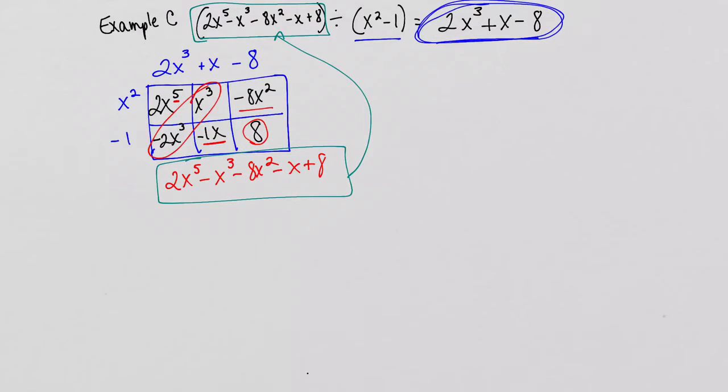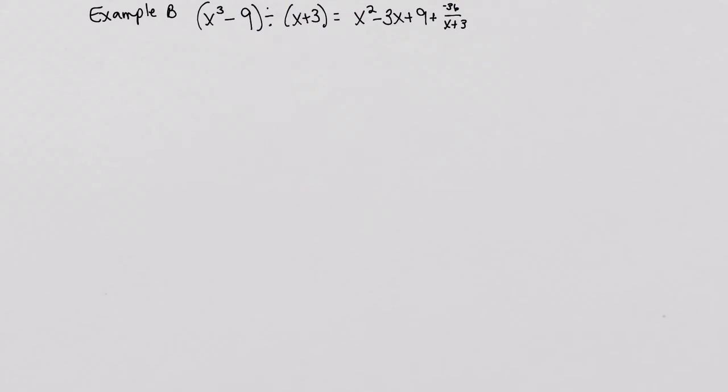All right. But now what happens if I have a remainder? How do I work with a remainder? So let's take a look back at example B, and we're going to see how we deal with a remainder in those cases. Okay, so in example B, I had x cubed minus 9 divided by x plus 3, and this was our answer. It had that remainder in it.